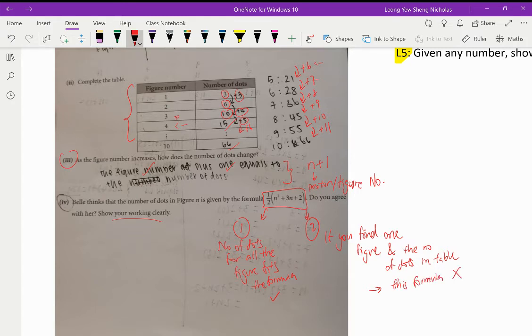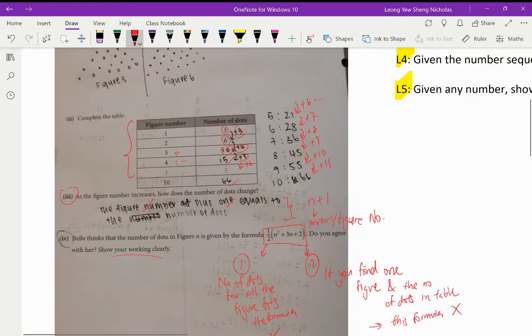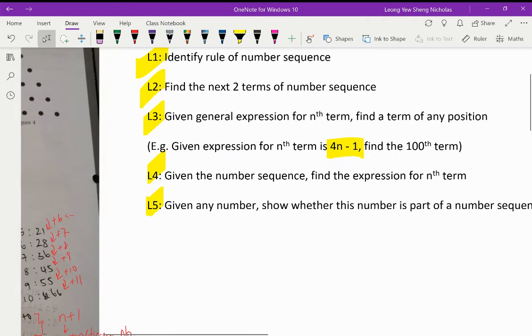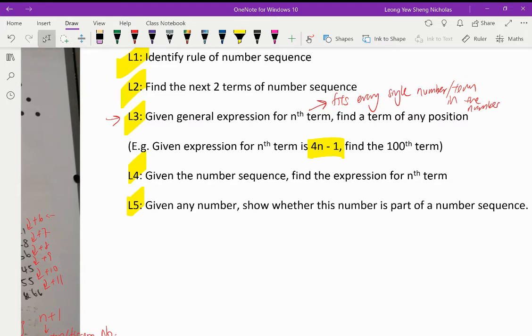Why? Because for the general expression, this is a level 3 question. A general expression for n term must fit every single number or term in the number sequence. Because this expression of n term represents every single number, every term in the number sequence.